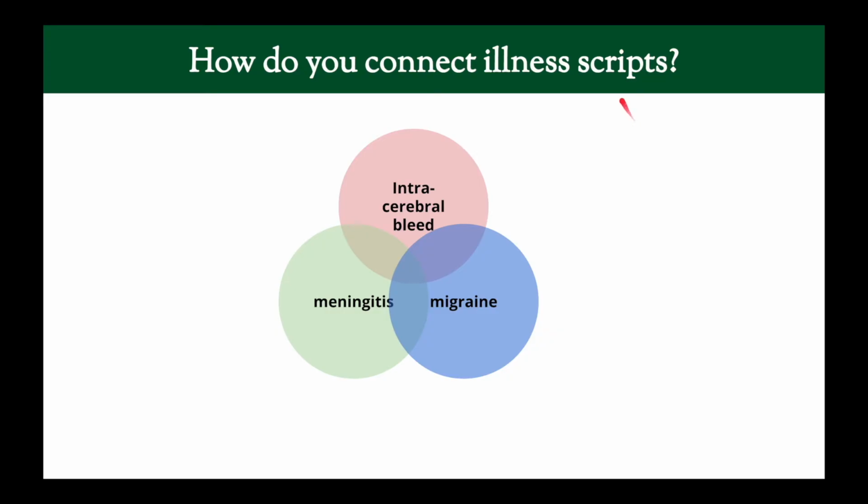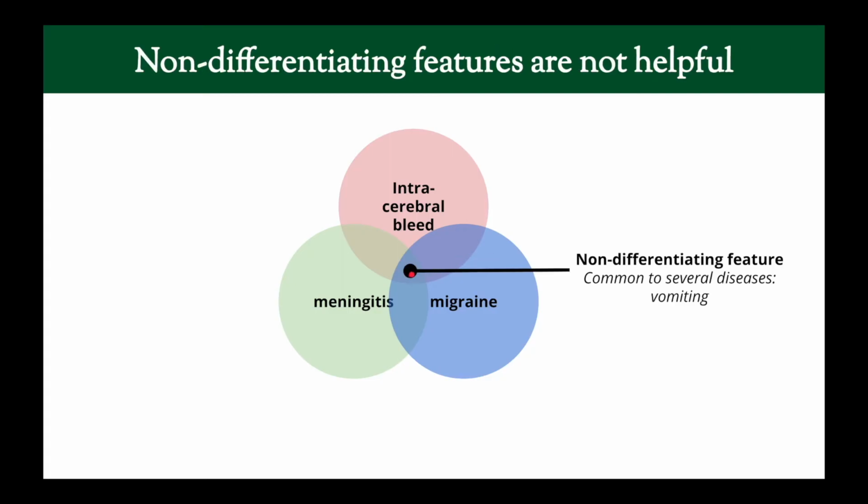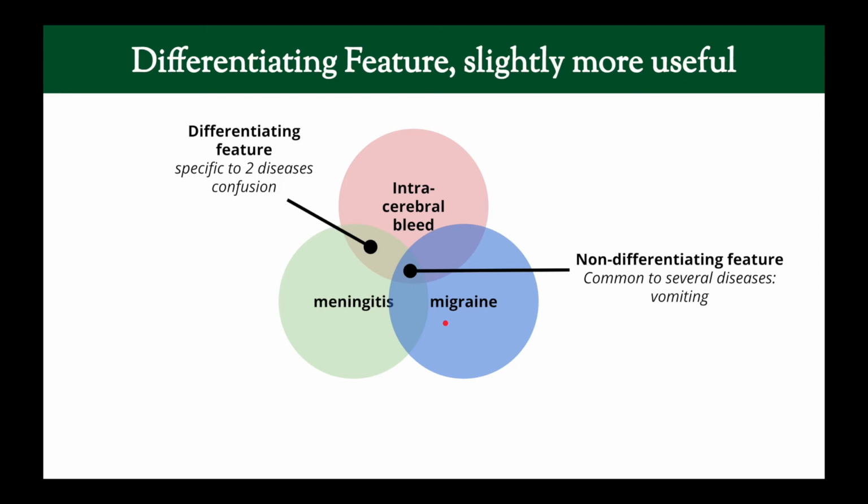All right, so let's take a look. And I've put the diagnoses here in this Venn diagram. All right, so if a patient has a symptom that is common to all three, like vomiting, this is what we call a non-differentiating feature. And it really doesn't help us, because if someone is vomiting, it doesn't help us decide which of these they have, because all of them can present with vomiting.